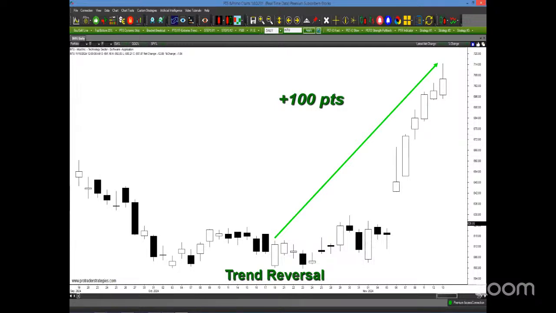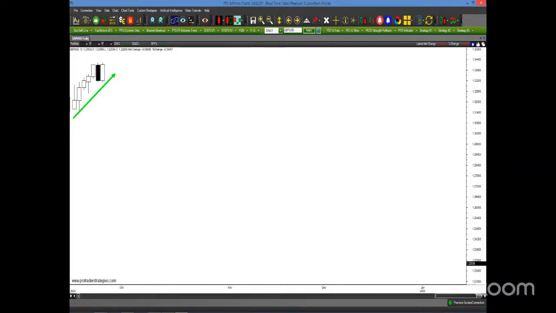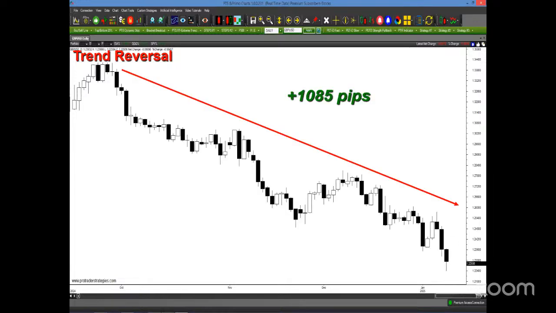Now, this works to the downside as well. As we see here, this chart of the British pound, we're fairly going higher, but at this point, a trend reversal was indicated using this brand new tool. And as you can see, the British pound dropped nearly 1,100 pips, 1,085 to be exact. So this is what we're going to be talking about today.